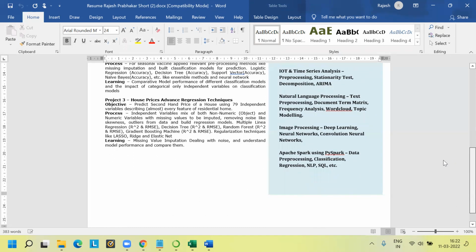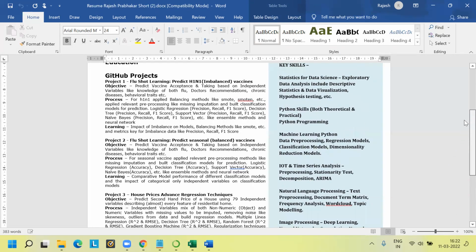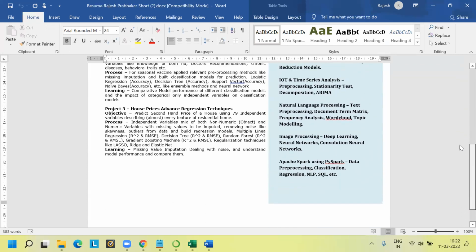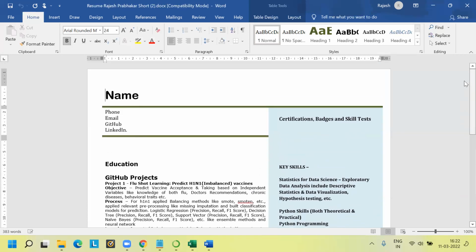processing, Apache Spark using PySpark, SQL కూడా దీంట్లో యాడ్ చేయాలి. And certification and badges. మీకు IBM కాగ్నిటివ్ ల్యాబ్స్ ఇంతకుముందు చూపించాను కదా, IBM కాగ్నిటివ్ ల్యాబ్స్ లో కోర్సెస్ ఉన్నాయి. Python data science, I have shown you now. There are certain free courses. Python cognitive labs లో data science Python అవన్నీ చేస్తే మీకు బ్యాడ్జెస్ సర్టిఫికెట్స్ వస్తాయి. అవన్నీ ఇక్కడ రాయొచ్చు. బ్యాడ్జ్ సర్టిఫికేషన్స్, బ్యాడ్జెస్ అండ్ స్కిల్ టెస్ట్.